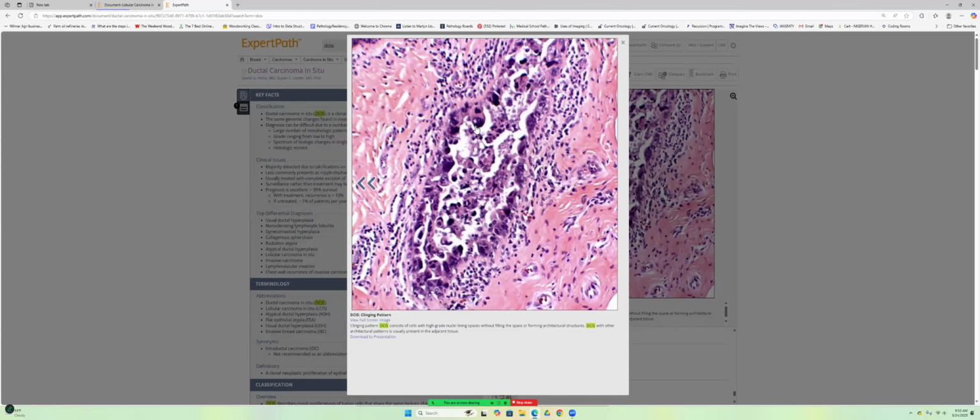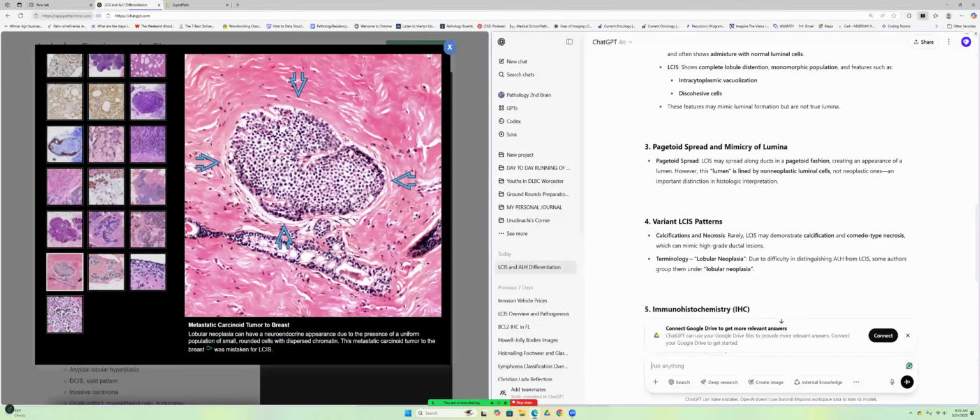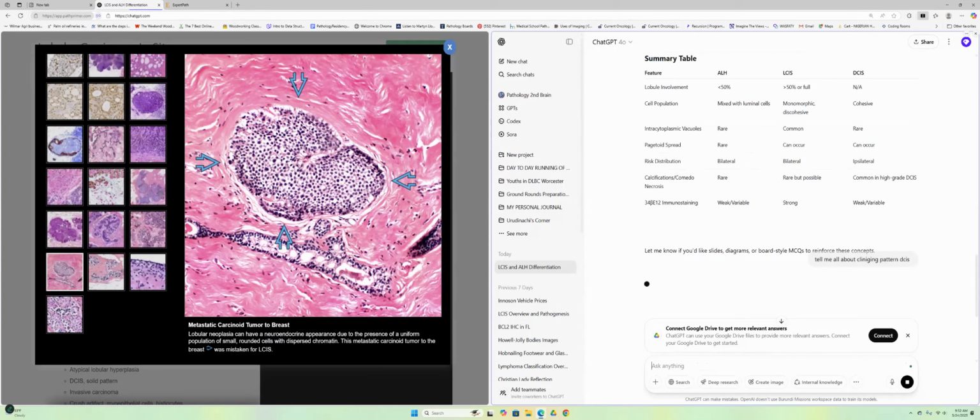Usually adjacent to normal DCIS. What's the significance of this clinging pattern? They usually have high nuclear grade. Did you see the picture I showed you? I saw it. Clinging pattern DCIS. Let me quickly see.